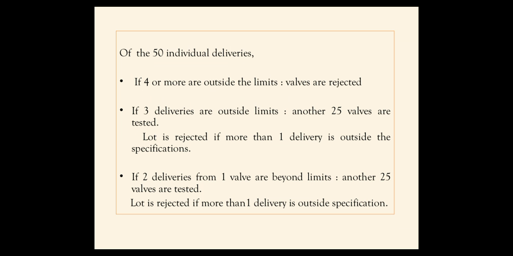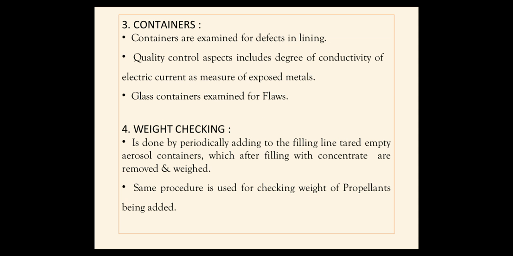Of 50 individual deliveries, if 4 or more are out of the limit, the valves are rejected. If 3 deliveries are outside the limit, 25 more valves are tested, and the lot is rejected if more than 1 delivery is outside the specification. If 2 deliveries from 1 valve are beyond the limit, another 25 valves are tested. The lot is rejected if more than 1 delivery is outside the specification. Container: containers are examined for defects in the lining.